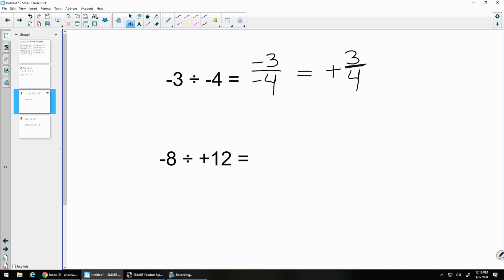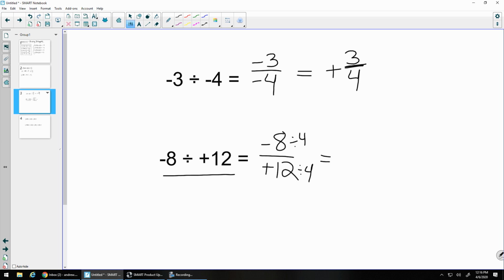When we have it in a fraction form, we're actually just still showing that division problem. But that is in simplest form. So if we have negative 8 divided by positive 12, we can show division as a fraction: negative 8 over positive 12. Our answer is going to be negative, and we can actually simplify these. Both of these are able to be divided by 4, so we could simplify this fraction.